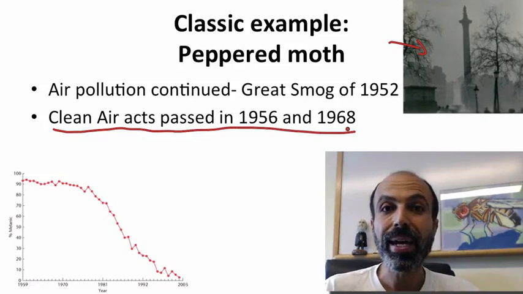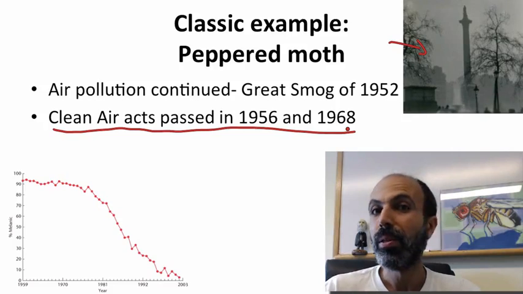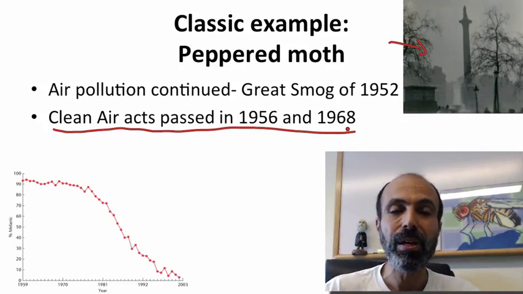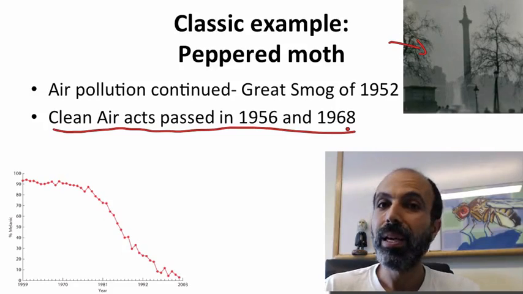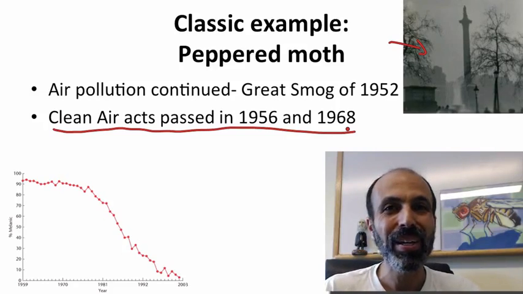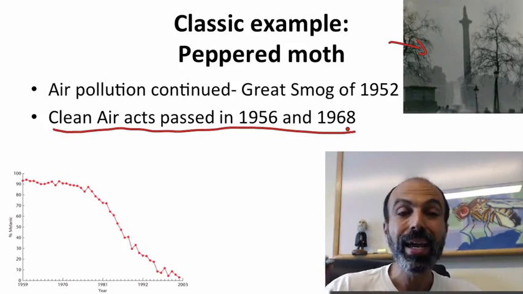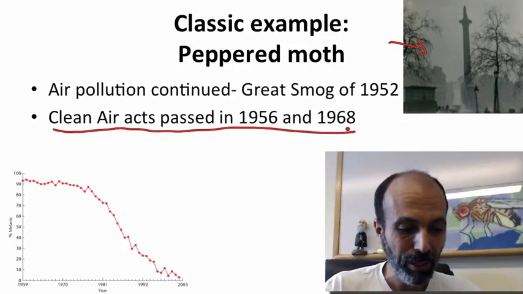The passage of these acts cleaned up a lot of the environment. What you saw happening then was those trees that had previously been blackened were able to get cleaned off, and a lot of the lichens on them started to grow back. In response to this change in the environment, we also had a change in the peppered moth. So this was a case of evolution from white to black, and now from black back to white.